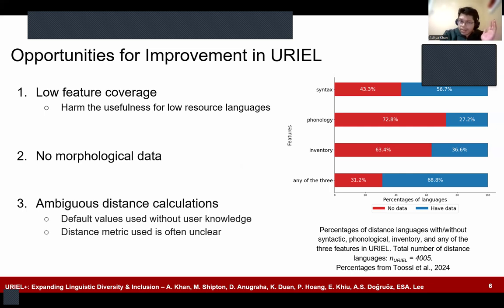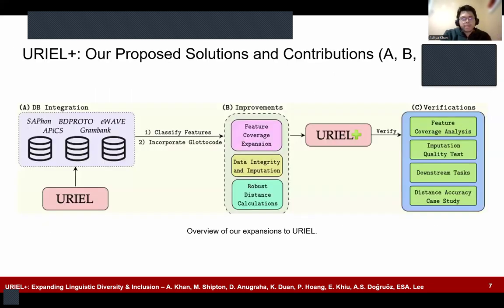However, URIEL uses default values without the user's knowledge. That is something that was identified within HAST-T2C's paper in 2024. And that's a problem because if you're not telling the user that you're doing that, that basically gives the user a false impression of the distances between the two languages. And not only that, the distance metric is often unclear within the documentation. For instance, some documentation will say that they use angular distances, others will say cosine distances. So there's a bit of unclarity with respect to that as well.